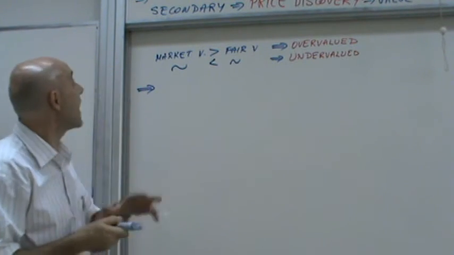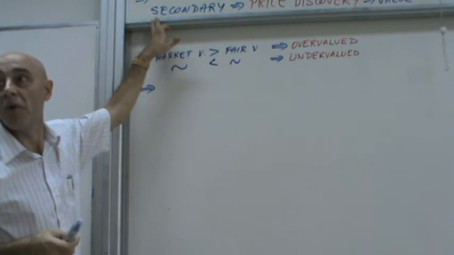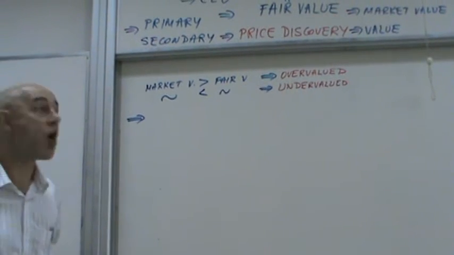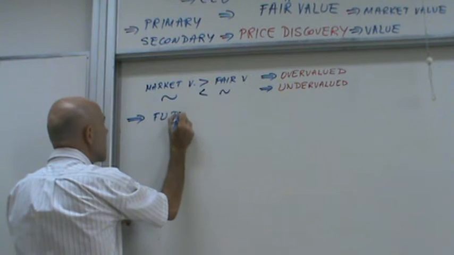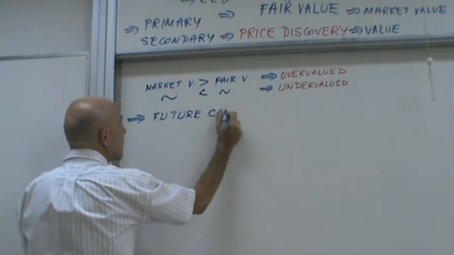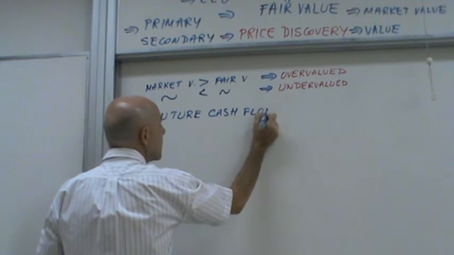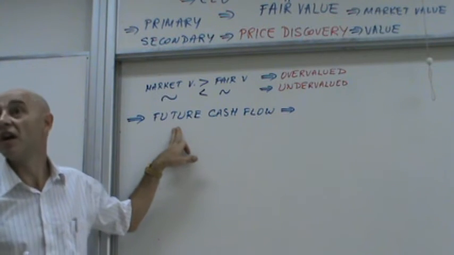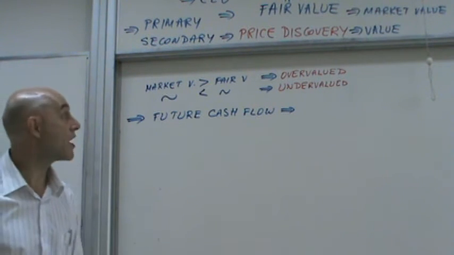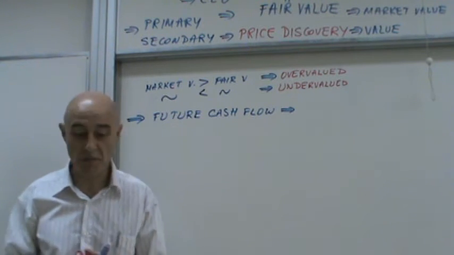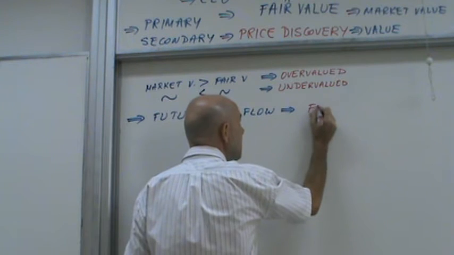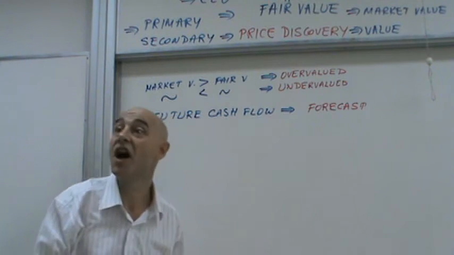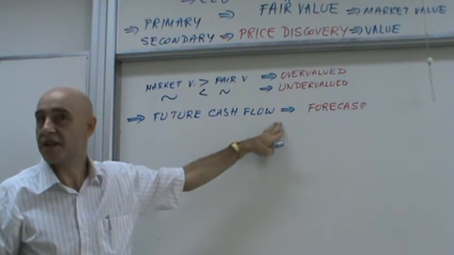The stock market, I'm back to the secondary market. The secondary market provides value. Value is based on future cash flow. And the future cash flow is based on the future. So one of the main functions of the stock market is forecasting. It can give you a good, fair forecast of economic expectations.